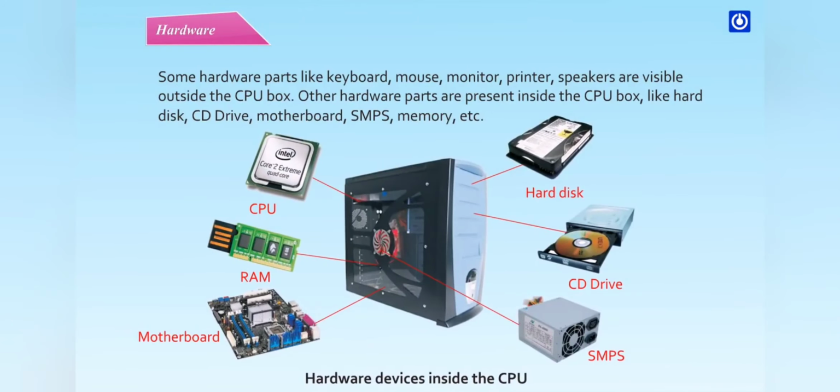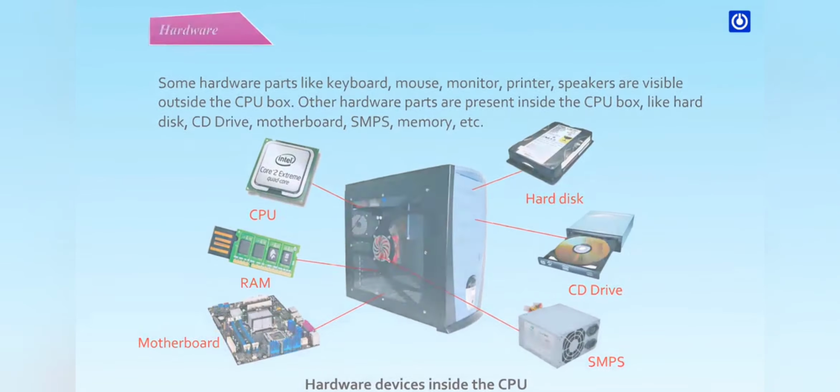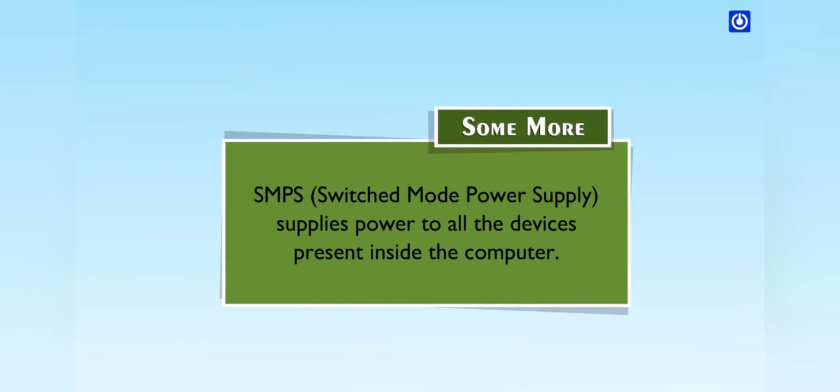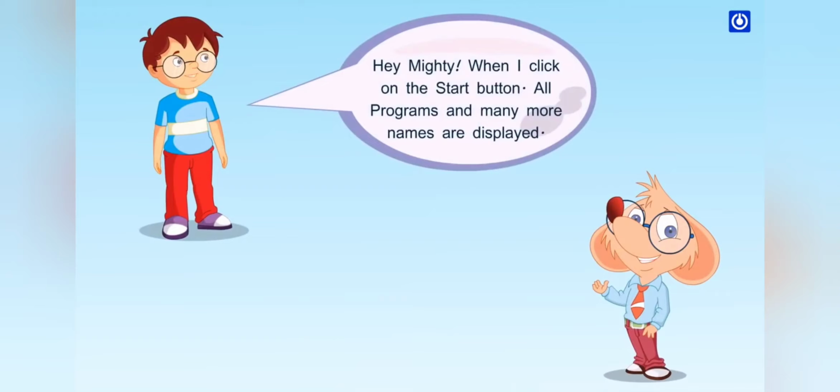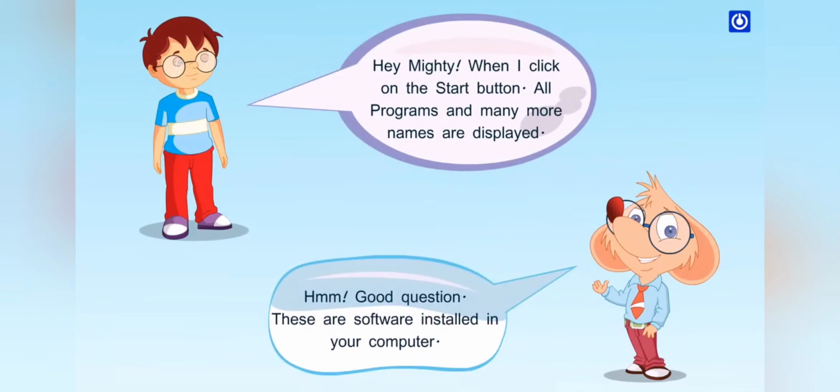Hardware devices inside the CPU: CPU, hard disk, RAM, CD drive, SMPS, motherboard. Some more. SMPS, switched mode power supply, supplies power to all the devices present inside the computer. Hey Mighty, when I click on the start button, all programs and many more names are displayed. Good question. These are software installed in your computer.